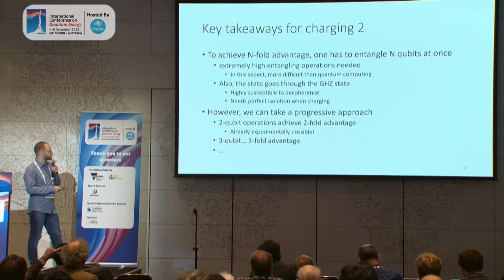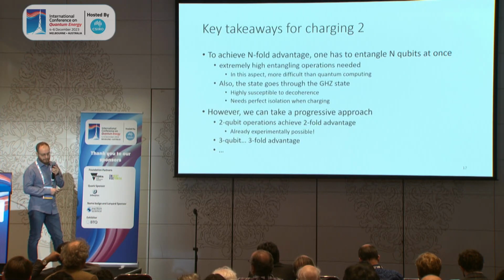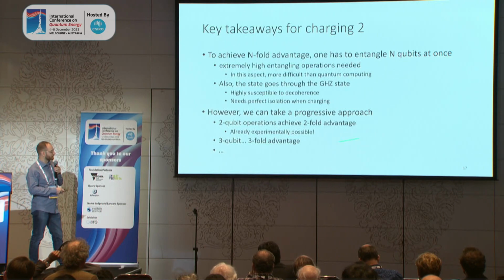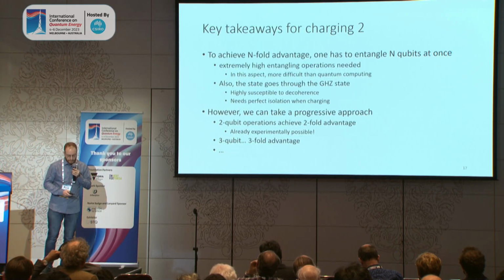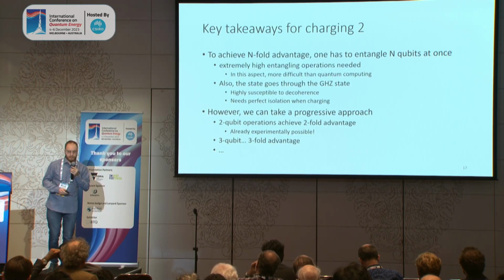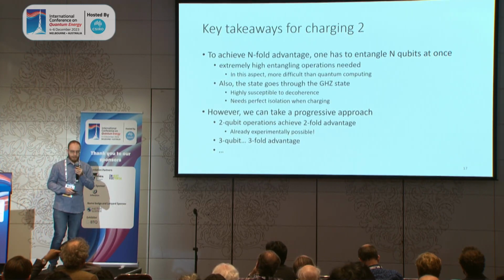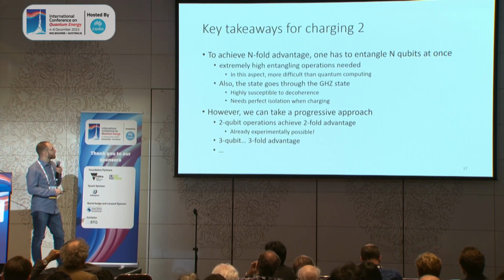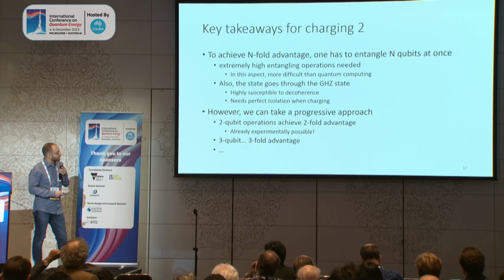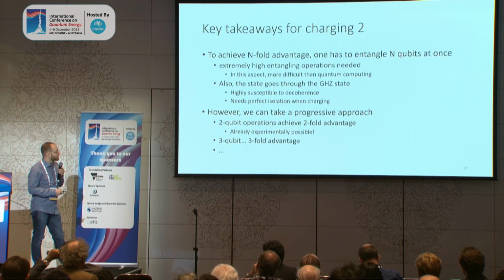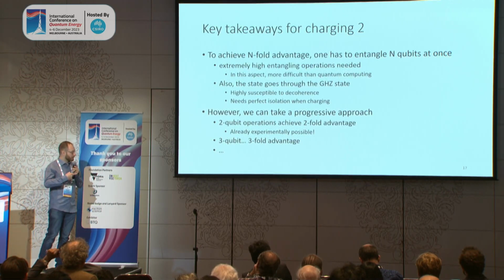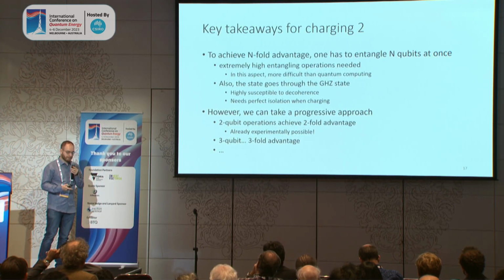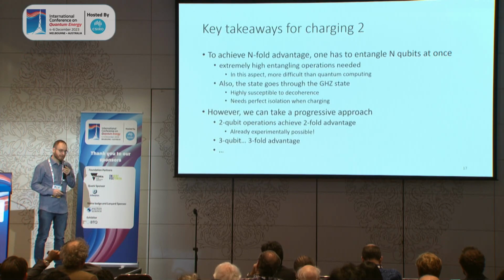However, we can take a progressive approach. For example, if you have 2-qubit operations, we achieve a 2-fold advantage. And that's possible. And if you have 3-qubit operations, you can get a 3-fold advantage. There might be another way to do this, and that's probably related to the Dicke model. If you remember the assumptions here, I considered only unitary evolutions. But maybe you can charge by non-unitary evolutions, and that's exactly related to this Bures distance.